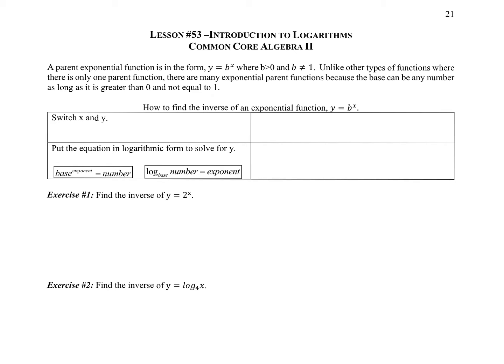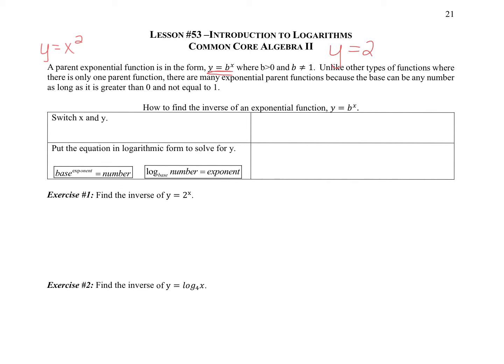So the simplest possible exponential function is in the form y equals b to the x, where b is greater than 0 and b is not equal to 1. So unlike other types of functions where there is only one parent function, for example, if I'm talking about a quadratic, this is the parent function. There is no other parent function for a quadratic. With an exponential parent function, it's anything with a number to the x.